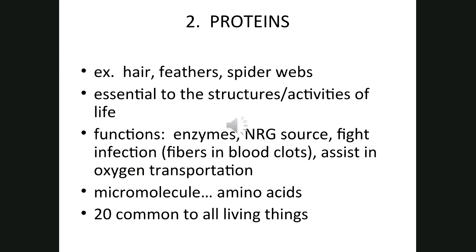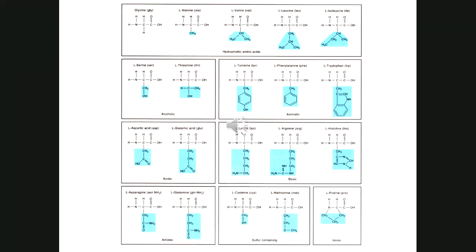The function can be a source of energy, it could be an enzyme, it could be an antibody. It can also play a role as a transporter, like the transport of oxygen within our body. And there are 20 amino acids, and this is how we group them over here. I'm not asking you to retain those amino acids, but know that there are 20 amino acids.